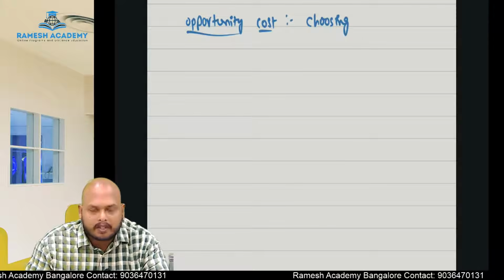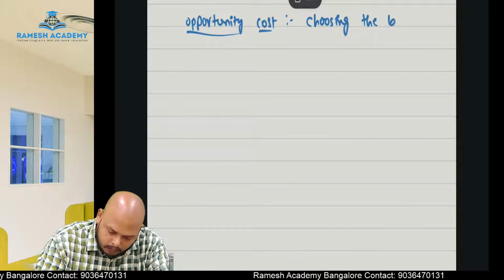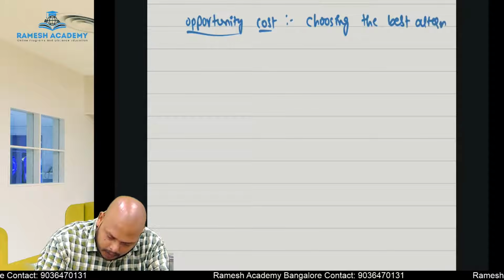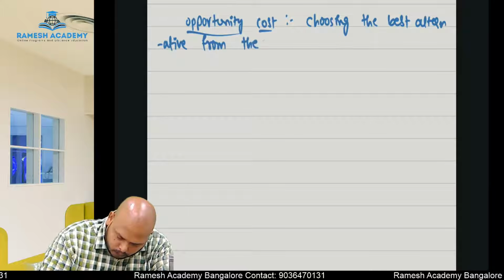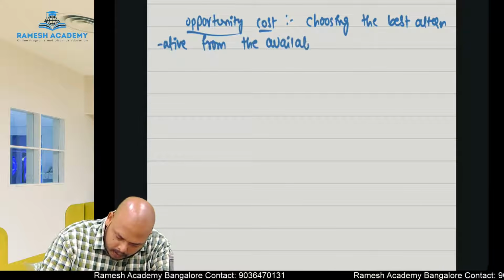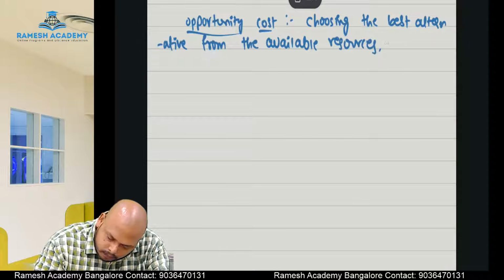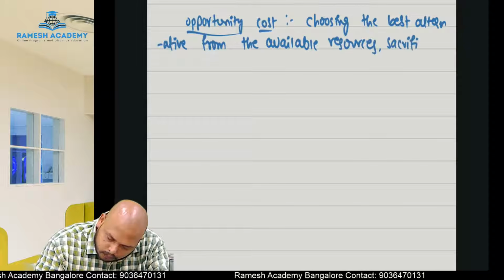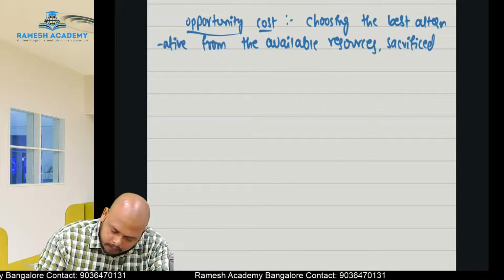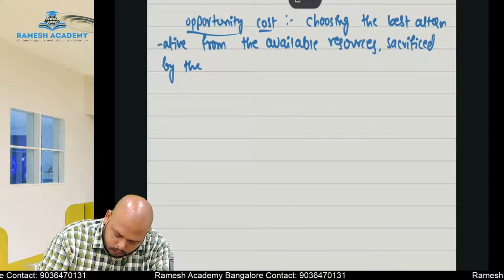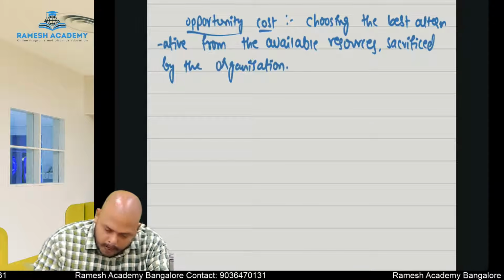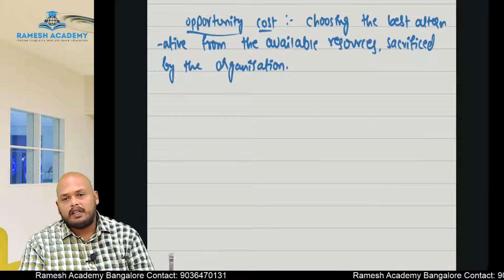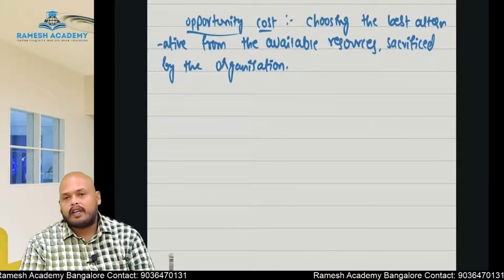In simple words, we can say opportunity cost is nothing but choosing the best alternative from the available resources, sacrificed by the organization. Choosing the best alternative from the available resources, and what is sacrificed by the organization, we can call it an opportunity cost.